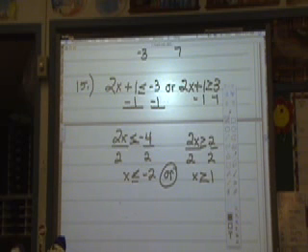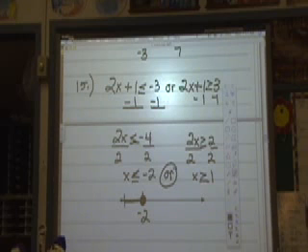Okay, so we want all the numbers less than or equal to negative 2 or greater than or equal to 1. So what kind of circle at negative 2? Closed. Shaded to the left. Solid arrow. What kind of circle at 1? Closed circle. Shaded to the right. Solid arrow.